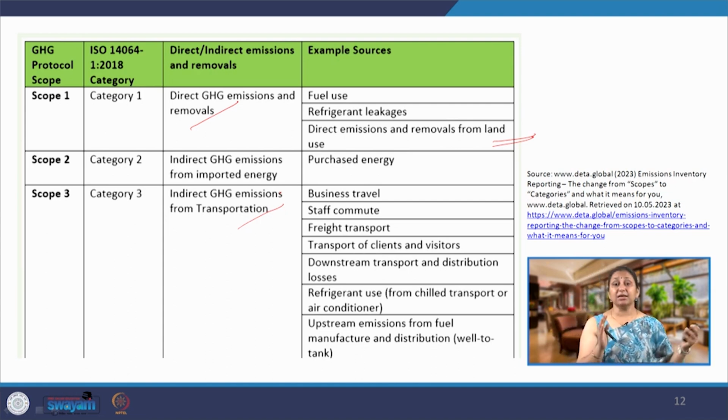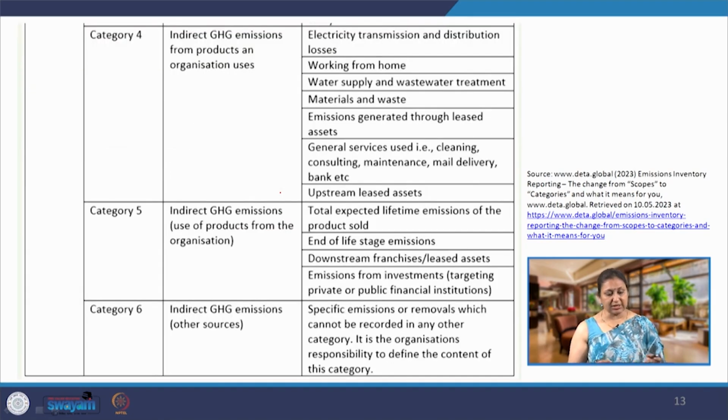So, very clearly, if we have to see what all will come under scope 3, we can divide it into different categories and then know which category should go where. So, this is category 3. Category 4 is indirect GHG emissions from products and organization uses. For example, the materials, as I was mentioning. What material are we using? What is the choice of our material that is going to be used?